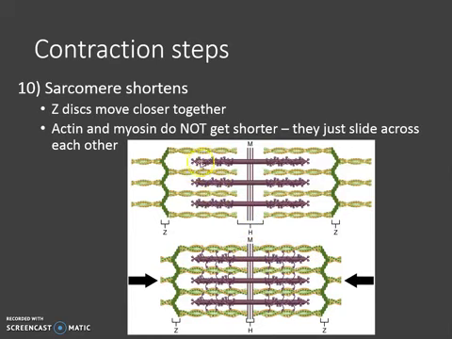So notice that the length of myosin does not change, and the length of actin does not change. The thing that gets shorter is the sarcomere, and it's just because the Z discs are moving closer together. The sarcomere is this area. So when a muscle is relaxed, the sarcomeres are longer. When it contracts, they're shorter, and that's because the myosin pulls on the actin.